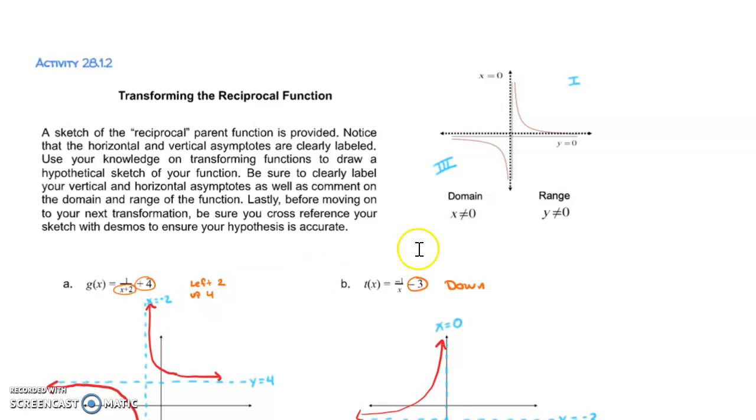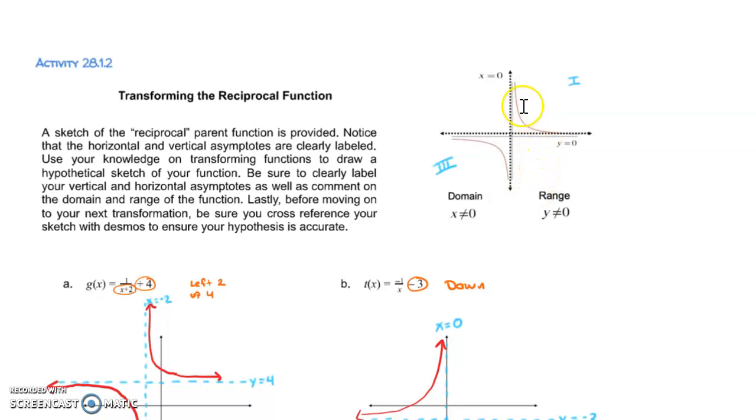We talked about the graph of our parent function for the reciprocal function being a little bit disjointed, and it's because we have two asymptotes: one vertical asymptote at x equals 0, one horizontal at y equals 0. That is going to give me a range where y cannot equal 0, since we will never cross the x-axis, and a domain of x not equal to 0, because we are never crossing the y-axis.